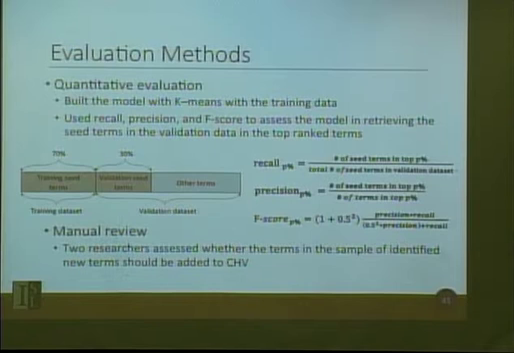We assess this using recall, precision and F-score. Basically, recall means out of all the C terms in our validation data set, how many C terms can be ranked in the top P%. Precision is, out of all the terms that rank in the top P%, how many of them are C terms. And F-score is the harmonic mean of recall and precision.